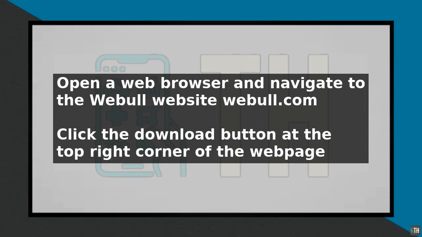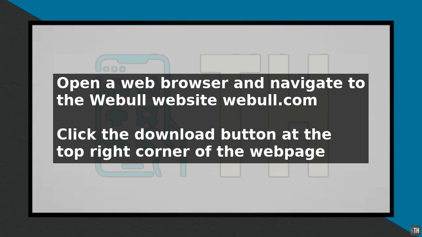To download Webull on Mac, start by opening a web browser such as Safari or Google Chrome. Navigate to the Webull website by typing webull.com in the address bar and pressing enter. Once the website loads, click on the download button to initiate the download process. The download button is usually located at the top right corner of the web page.